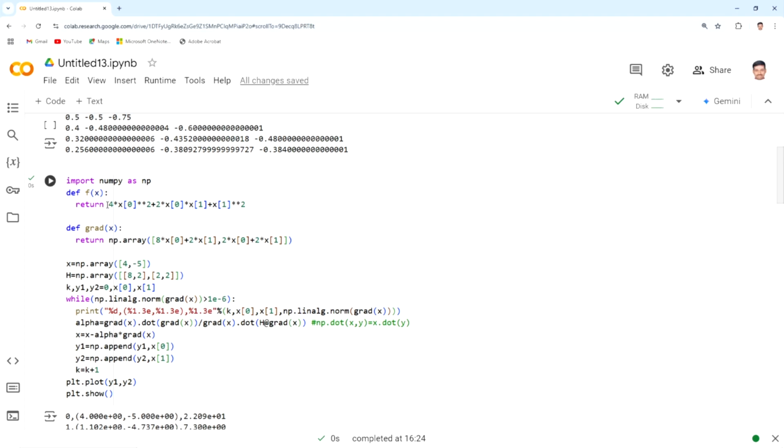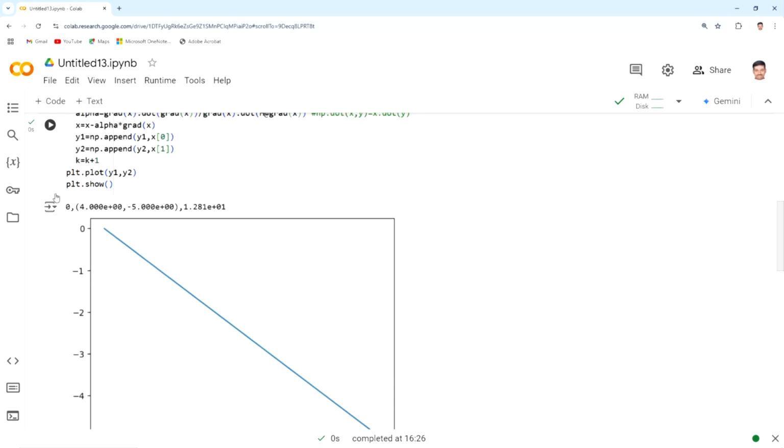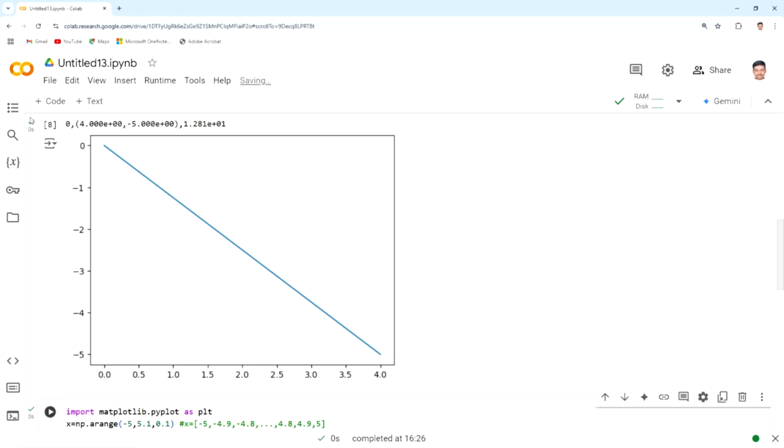So, let us just do that. x1 squared plus x2 squared, and here you have 2 into x naught comma 2 into x1, and here H is just 2002, okay. You can see that it starts with 4 comma minus 5 and ends at 0 comma 0, a straight line. Why is this the case?